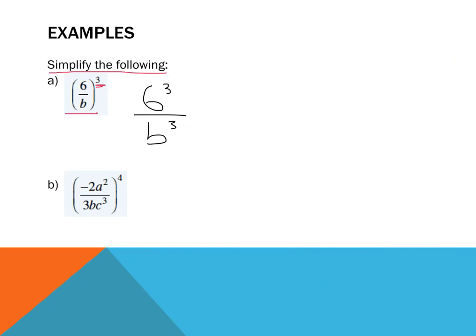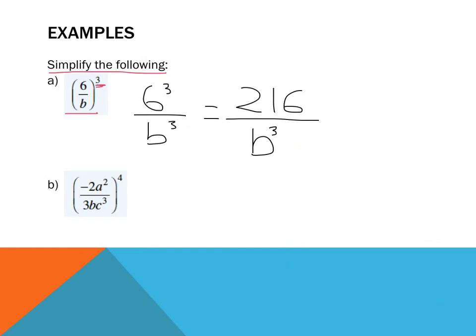I can simplify one step further, remembering again that we're asked to simplify the following. 6 to the power of 3. 6 sixes are 36. 36 times 6 is 216. B to the power of 3. Can't simplify any more than that, okay? That's the most I can simplify.